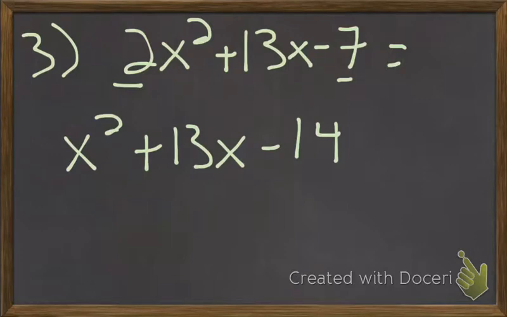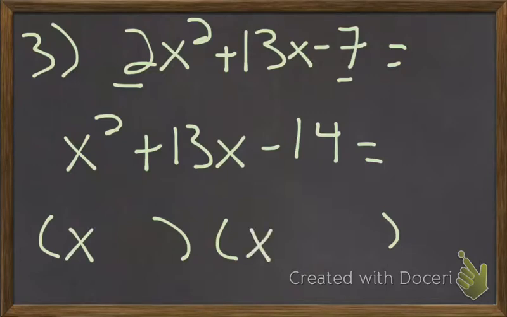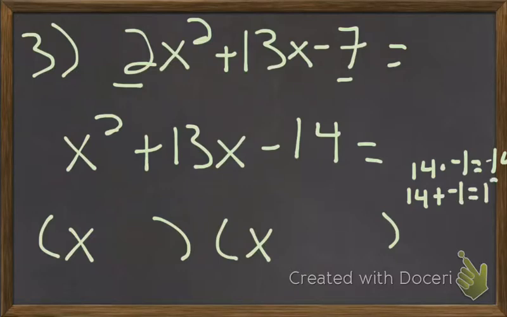Now we just factor this normally. So what two numbers multiply to negative 14 and add to positive 13? So what two numbers could work there? Think about it for a second. Okay, it's going to be positive 14 and negative 1. 14 times negative 1 equals negative 14. 14 plus negative 1 equals 13, the middle term. So those numbers work. So we do 14 and negative 1.